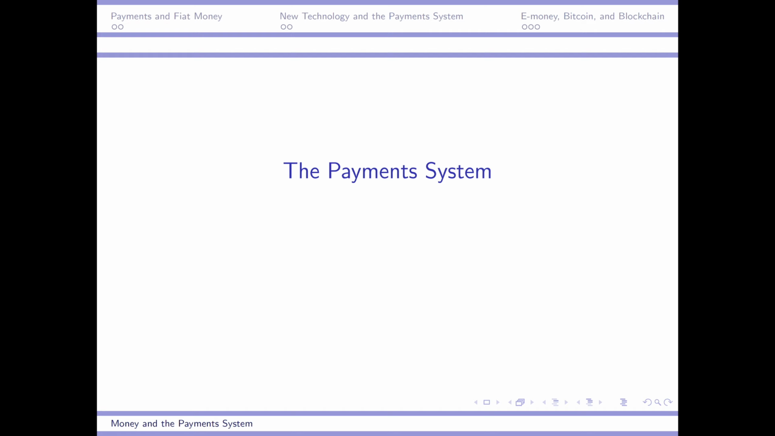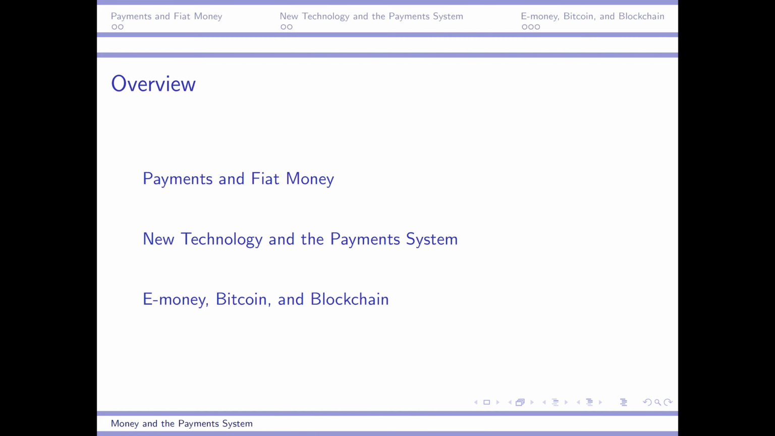Now that we have set up our conversation about money and what it is, we are now going to talk about the modern payment system. And as an overview, we're first going to be talking about payments, and in particular, payments with fiat money in a legal tender system. And then we're going to talk about technology and advances in the modern payment system. And then we're going to finally end on a pretty fun conversation about electronic money and, in particular, cryptocurrencies.